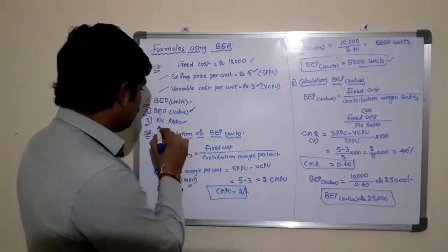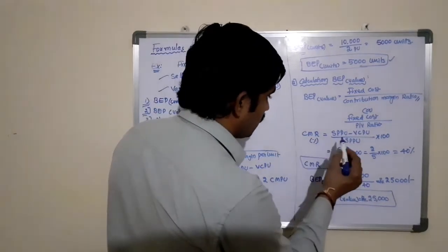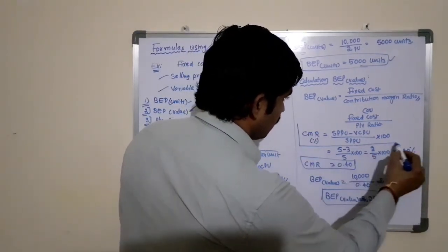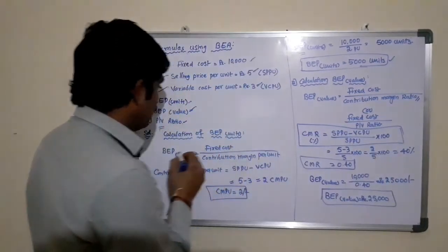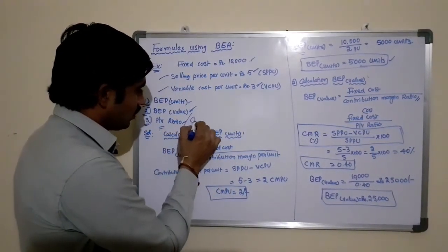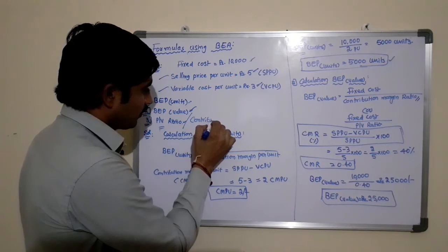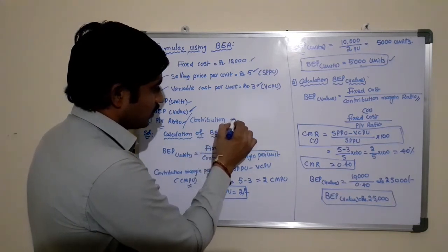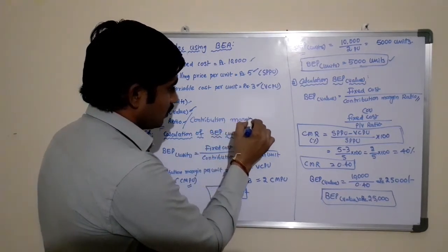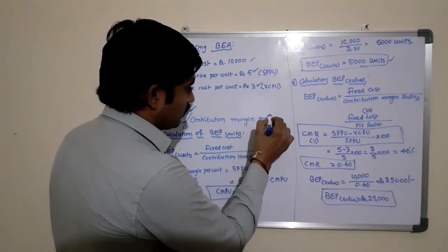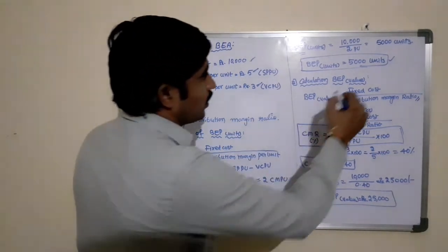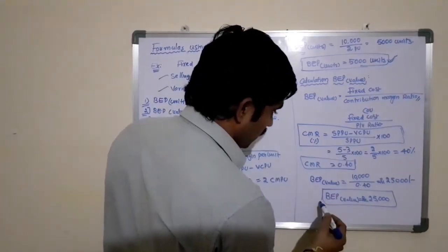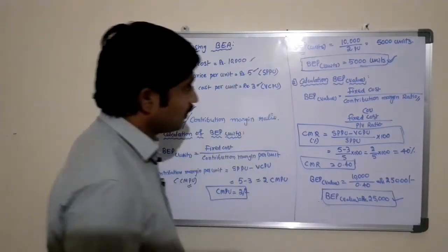So PV ratio means contribution margin ratio, contribution margin ratio is nothing but PV ratio. So the BEP units are 5,000 and the BEP value is 25,000.